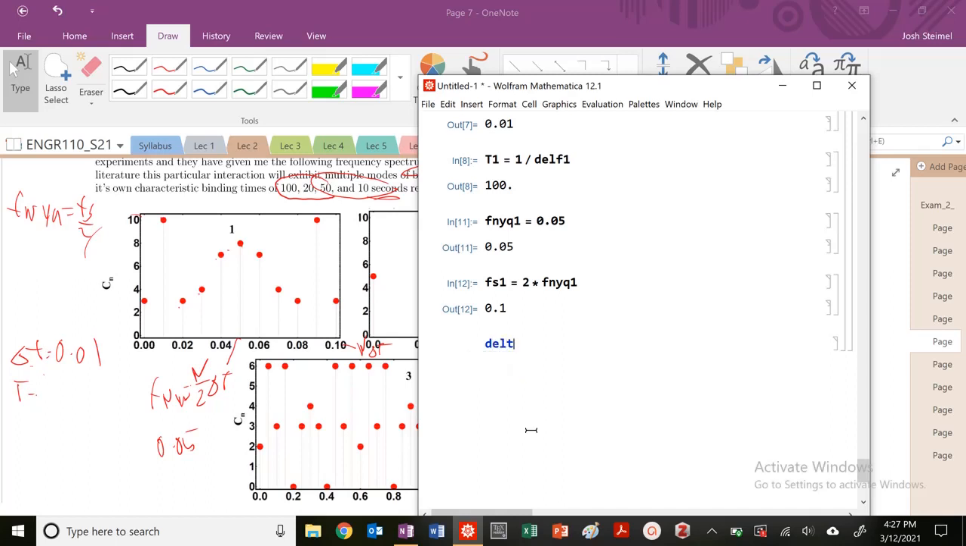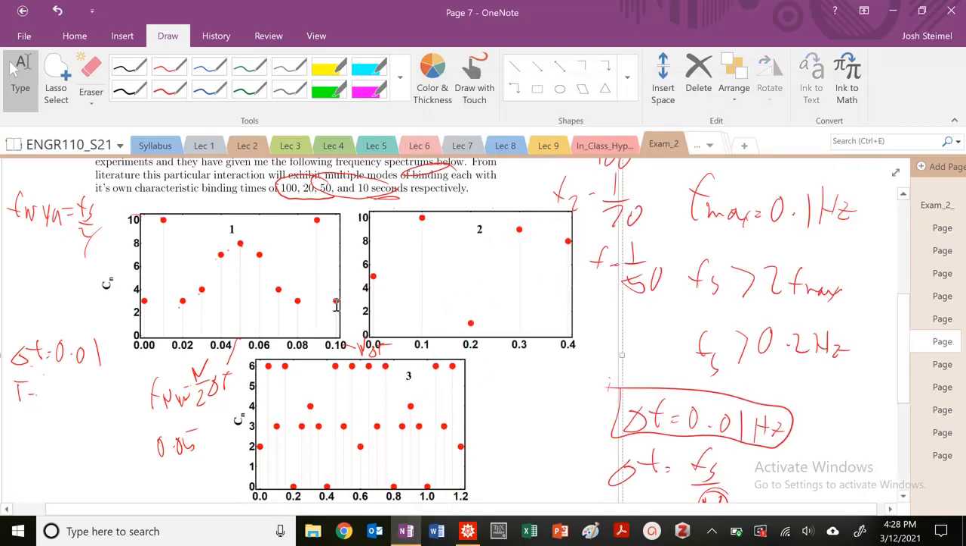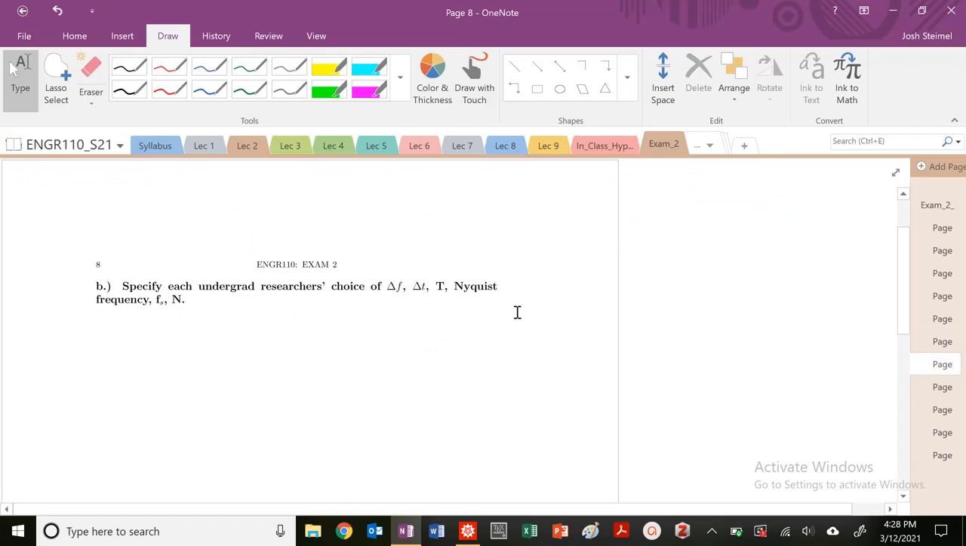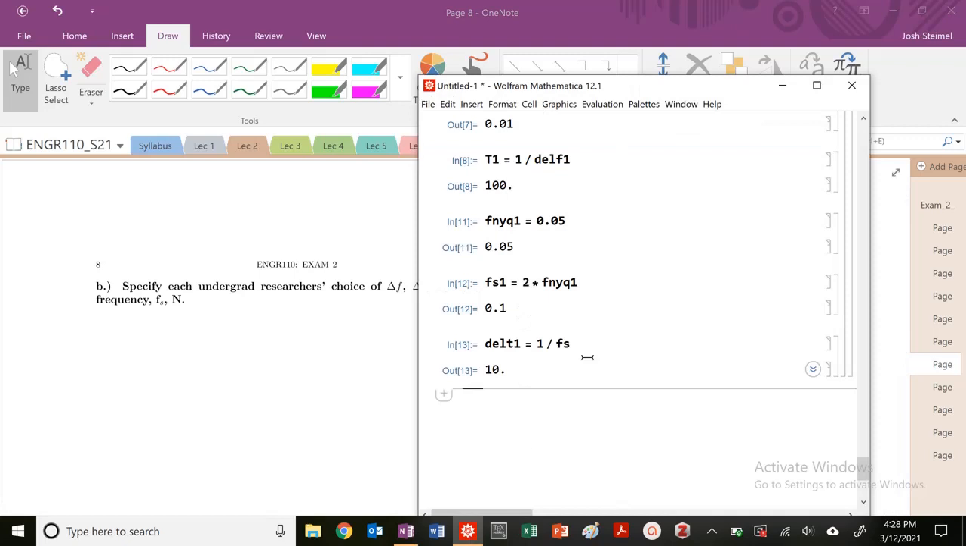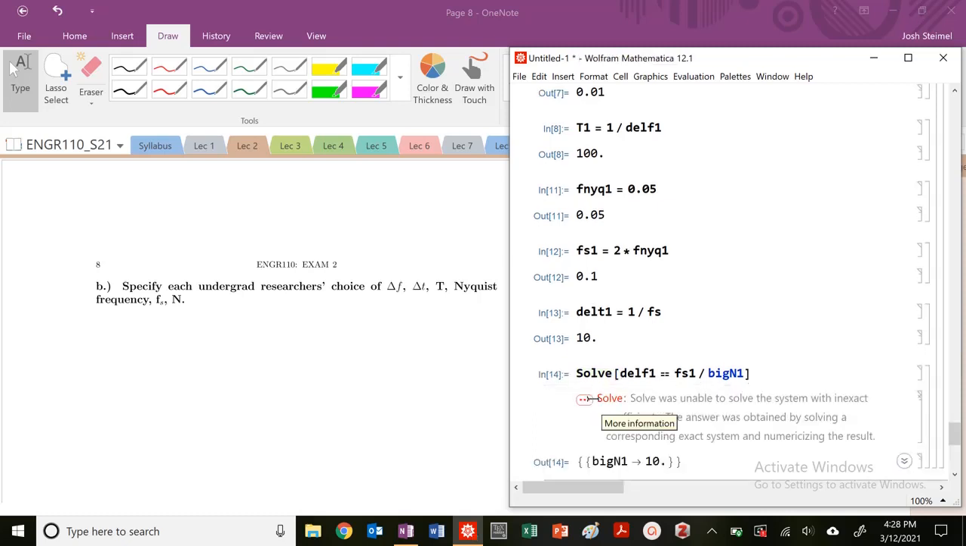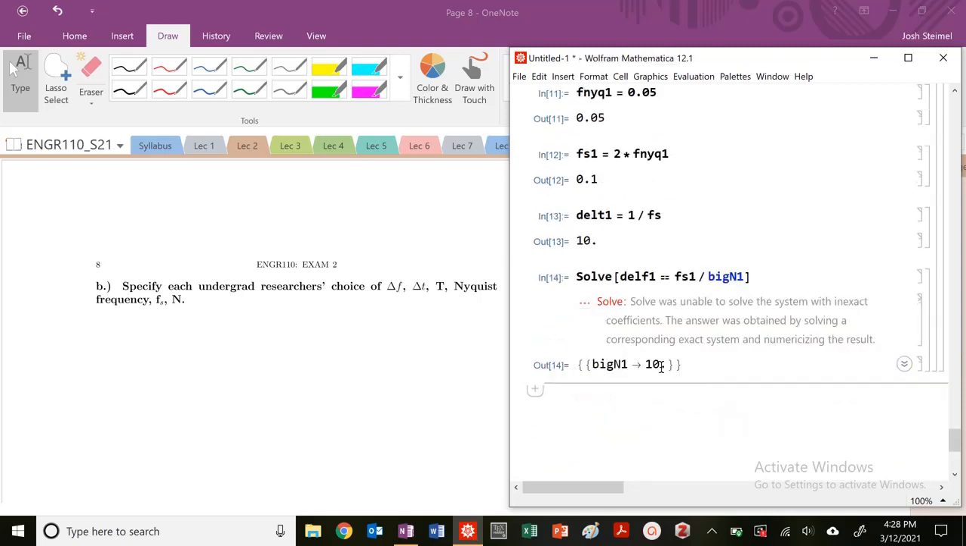So delta t1 is equal to 1 divided by f sub s. What else can we be asked for here? I need my delta f, my delta t, my Nyquist, my f sub s. So now I could solve for my delta f1, set equal to f sub s1 divided by big N1. Let's solve. Hopefully this will do it automatically. So my big N1 is equal to 10.